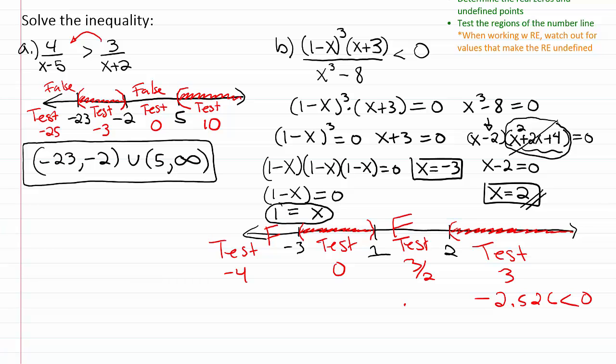So if we transcribe our solution set, it'll basically be from -3 up until 1, rounded brackets on both of those, right? Then union, we're going to pick up at 2, and we're going to go all the way to positive infinity. And that's essentially the solution set for inequality B.